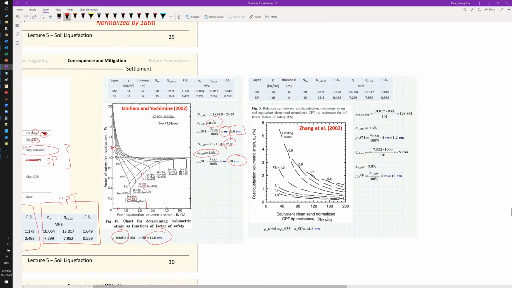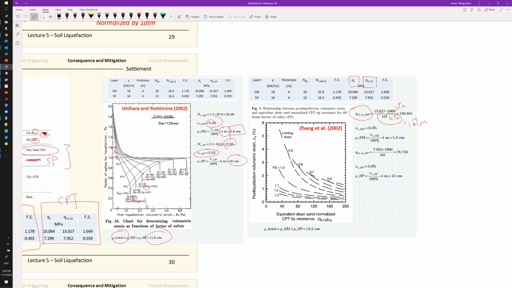So we know the normalized CPT values. First of all, there's a procedure to change this to QC values, to Qc1N clean sand. This is in megapascals, so we change this to normalized by converting to kilopascals and dividing by the 101 kilopascals, which is 1 atm.